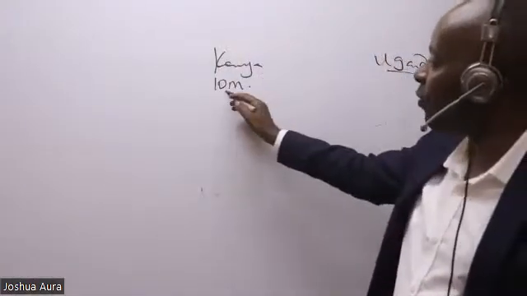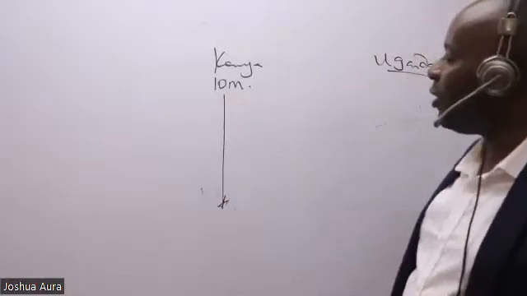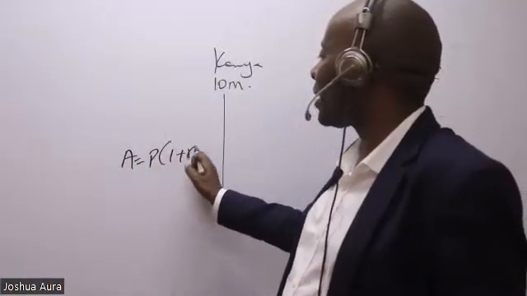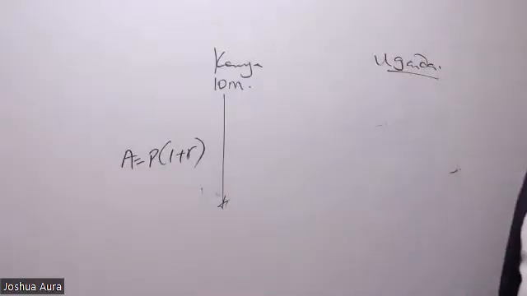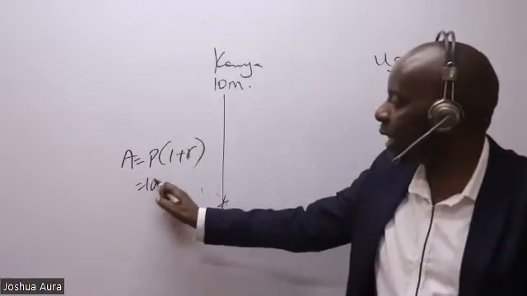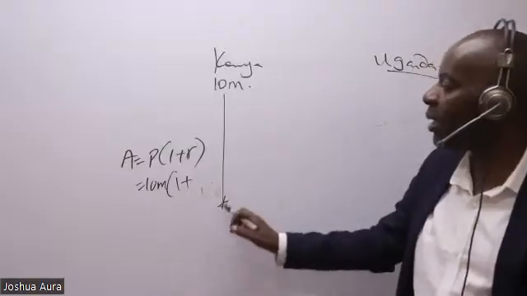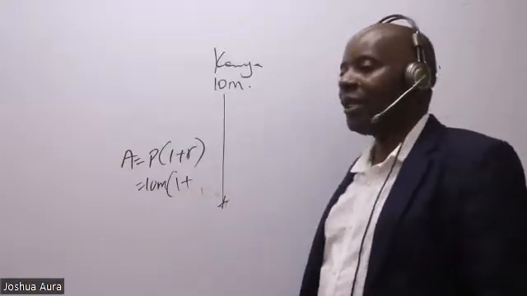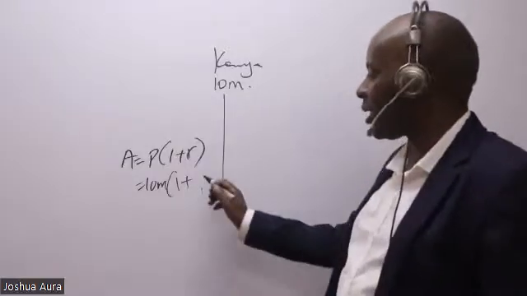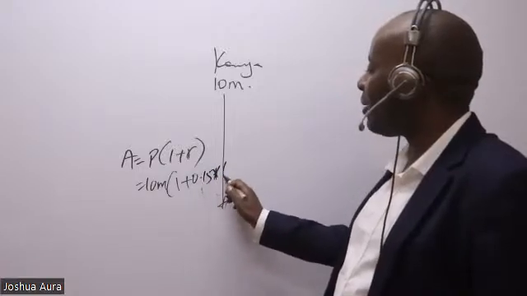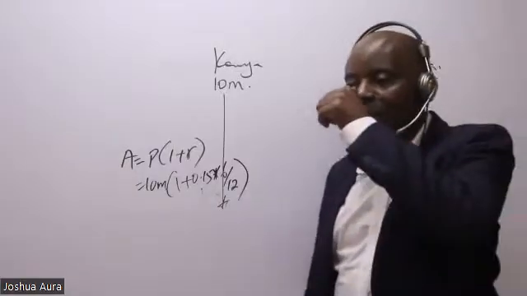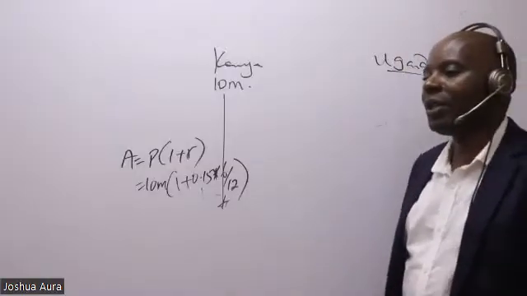If he invests in Kenya directly, the amount will be principal times (1 plus R). He has this money today, so the principal will be 10 million Kenya shillings times 1 plus the rate of interest in Kenya, which is 15%, so 0.15. Remember, he has this 10 million for 6 months, so we must prorate the 15%.